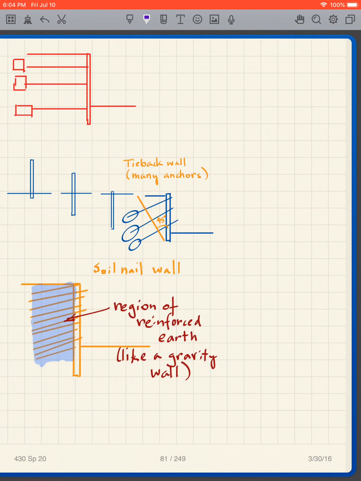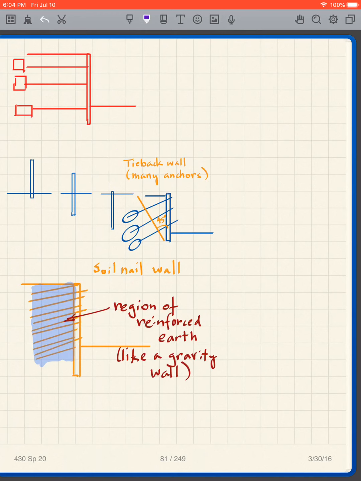Okay, so you might say, well, look, since an anchor does pretty well, why not put in more anchors? So in theory, we could build a wall that looks something like that, put in a bunch of anchors. That's going to give us a much more stable wall. Now, as I've shown it, this is a little bit difficult to construct, but we can make a tie-back wall, which is commonly done, which has many anchors.